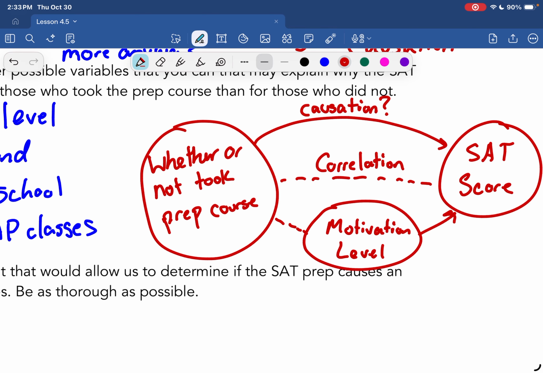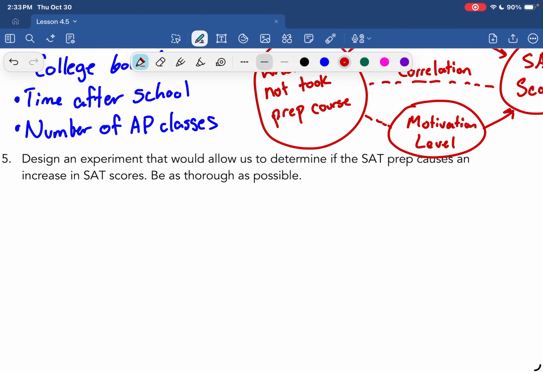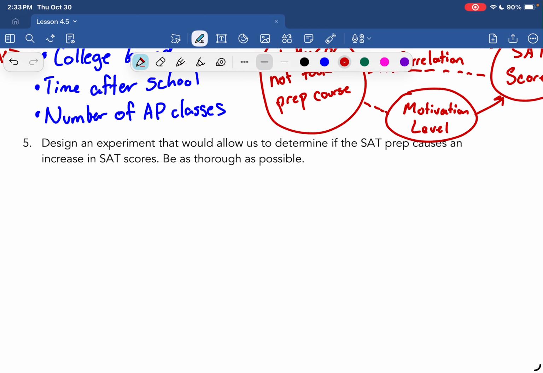So then number 5 asks us, okay, we want to know, is that prep course the reason? And this is where we get into this idea of designing an experiment that would allow us to determine if the SAT prep causes an increase in SAT scores, and be as thorough as possible. So I really wouldn't look at the key here. Don't just look at the key and do it. Practice this yourself. This is kind of what you just did on your quiz for sampling methods. Explain what you would do. So here's what I'd do.